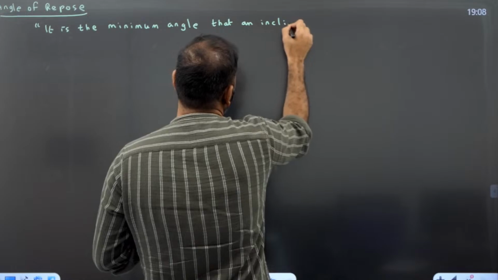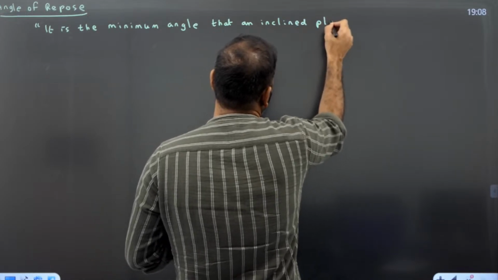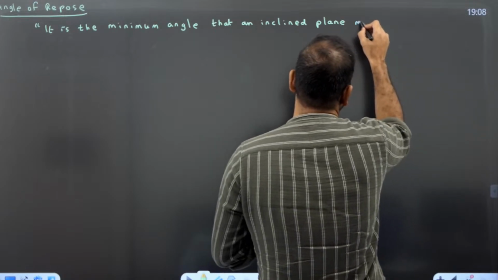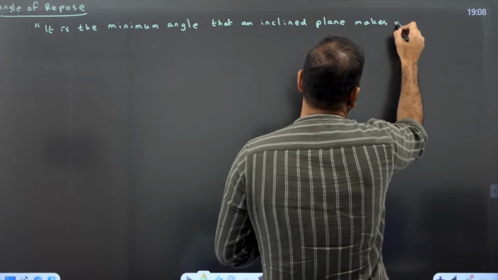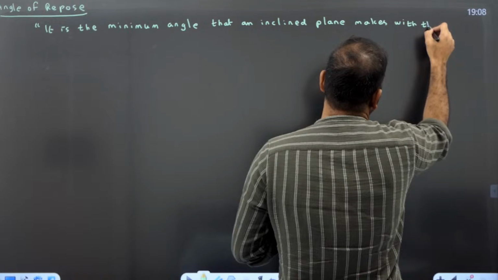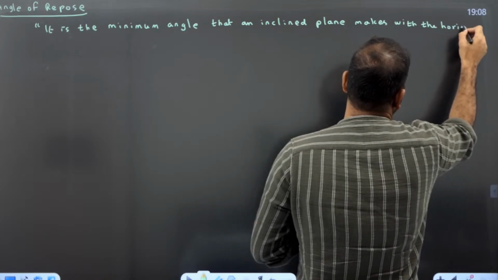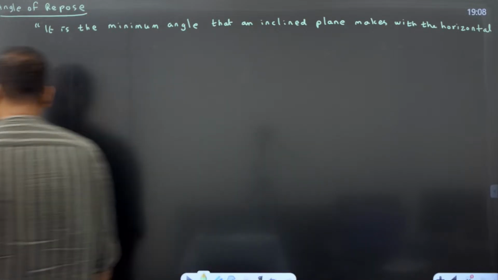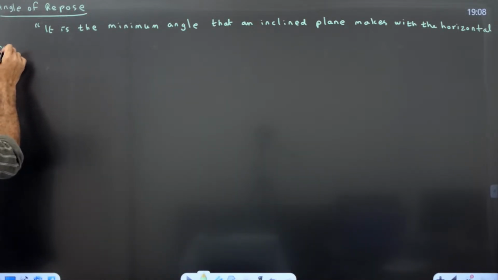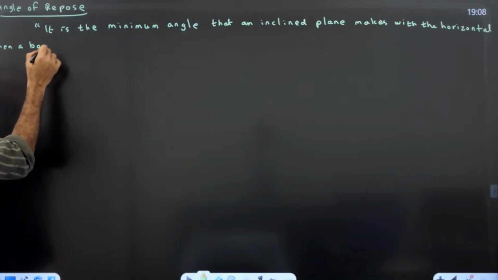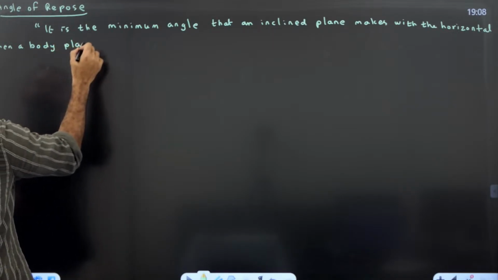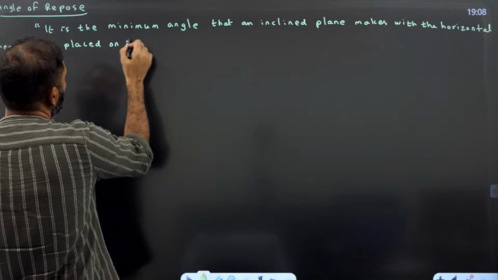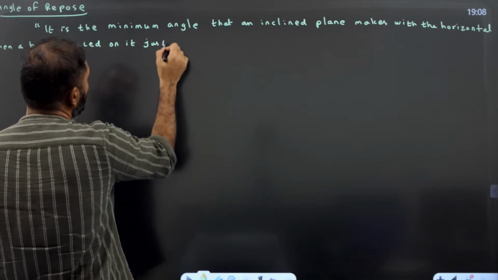inclined plane makes with the horizontal when a body placed on it just begins to slide down.